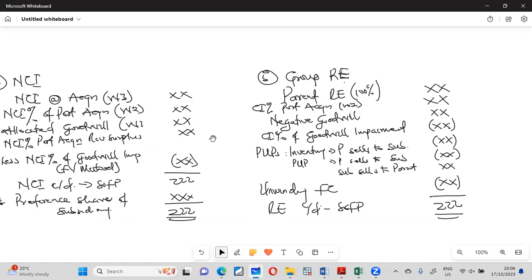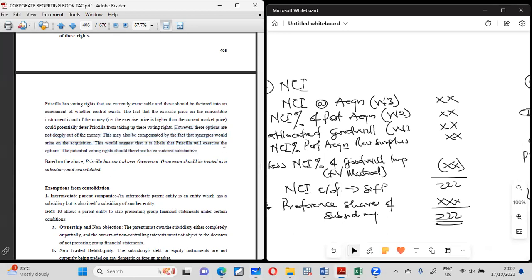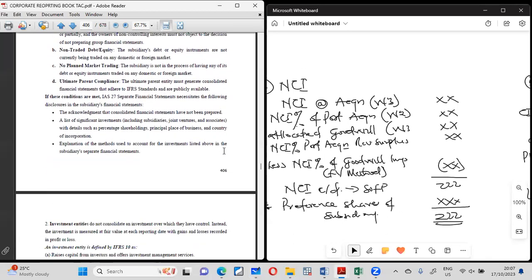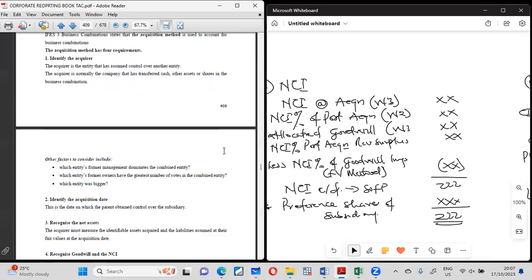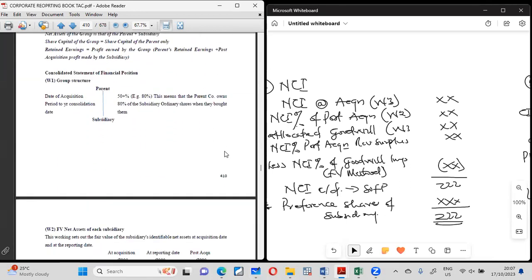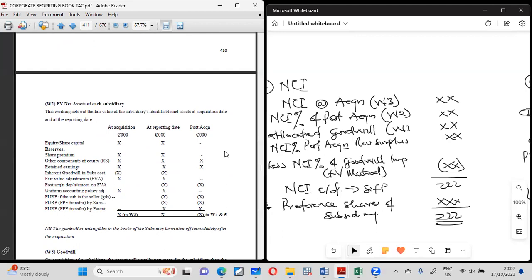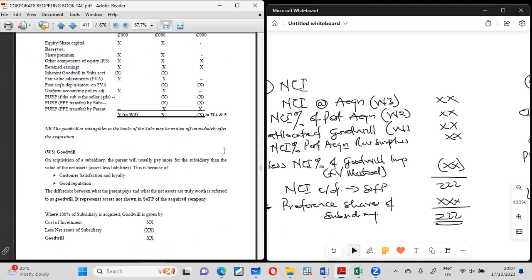So that next week we will look at the adjustments and solve an exam type question. Then the rest is just consolidated P&L, nothing difficult, and an associate. Now let's look at an illustrative question. So everything we've mentioned here, everything is in there.